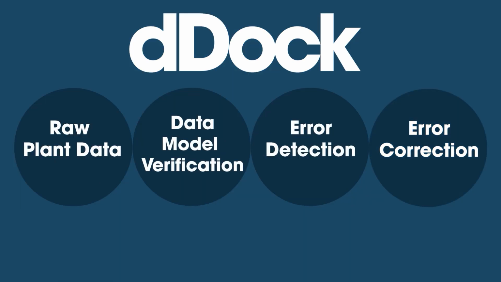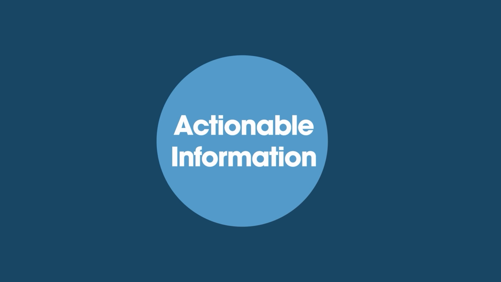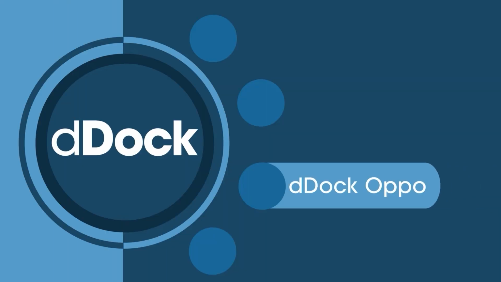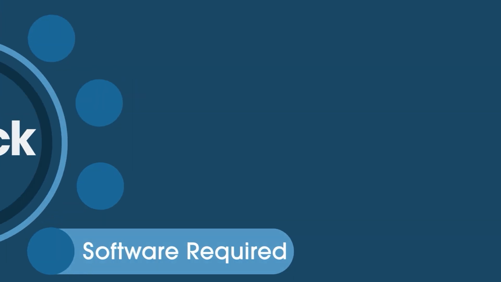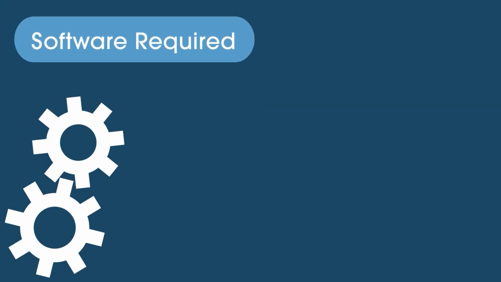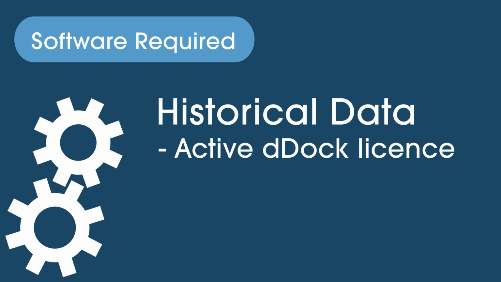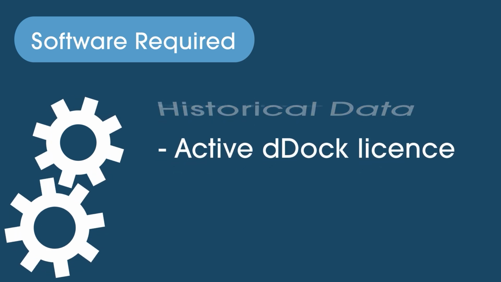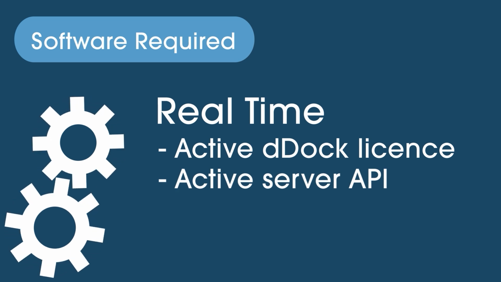dDock uses these steps to transform your data into actionable information which can be used for optimizing plant performance, minimizing energy consumption, and more. So, what do you need to run dDock? The software required to run dDock for analyzing historical data is simply an active dDock license. For analyzing real-time data, you will also need an active server API for data acquisition.